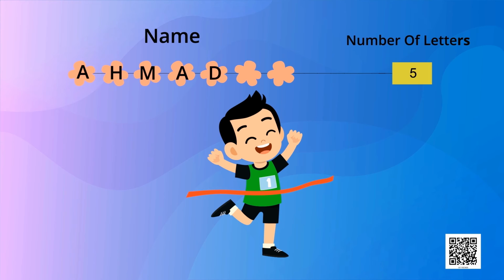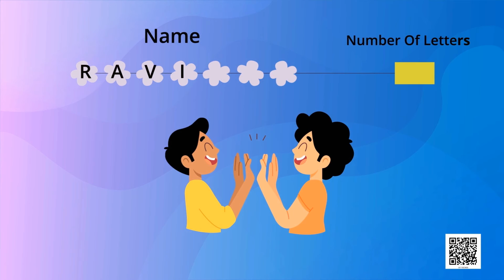So, dear children, now let's talk about Ravi. Ravi, my dear children, is very good at cracking jokes. He makes all his friends laugh. So, I hope you also like such friends of yours. Let's write Ravi's name also in these flowers. Ravi. How many letters? 4. Very good. Write 4 here.